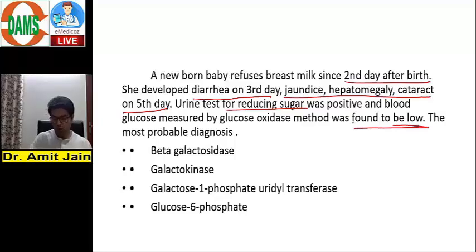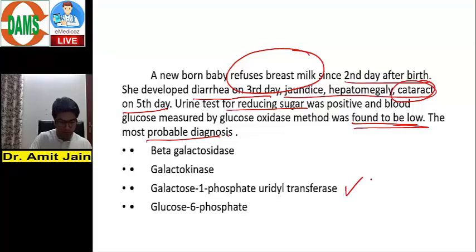Low or normal, right? So the most probable diagnosis. What is the important point to remember here? Cataract. Refusal of breast milk and cataract, that's enough to answer the question. That is C. If it is A, B, C and D, the answer is C. Very good.